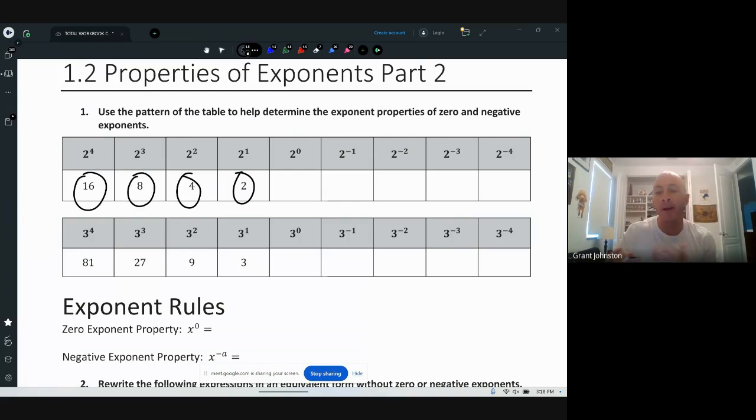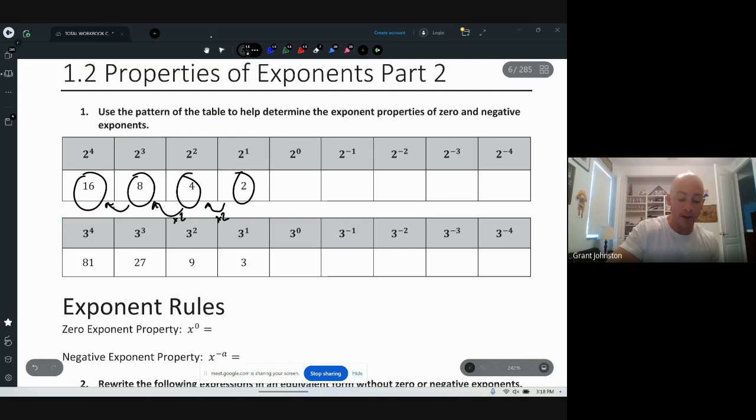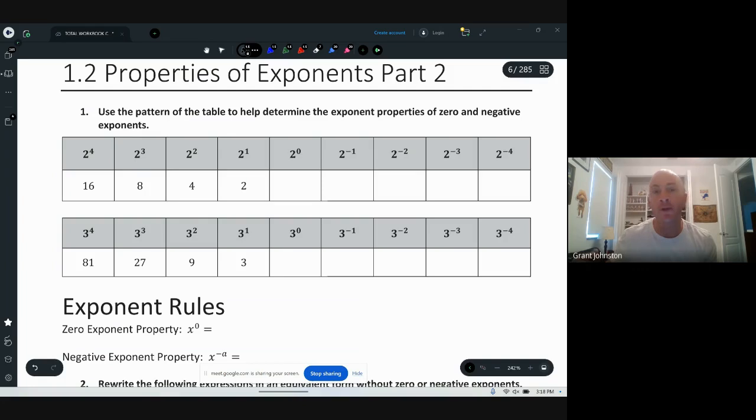So the pattern that you might notice as we're going up in increments of 1 is that we're multiplying by 2 every time we go up. So as we go backwards, the pattern that's actually happening is a division by 2. Let me erase all this. So as we're going backwards, we're dividing by 2. And this is going to help us determine the properties when we have a 0 or negative exponent.